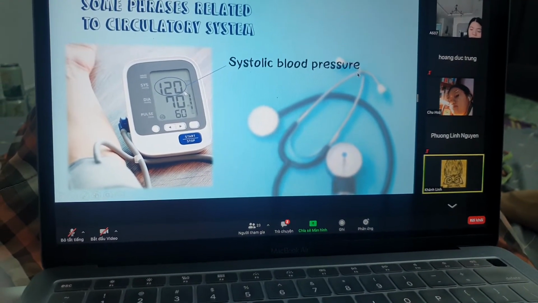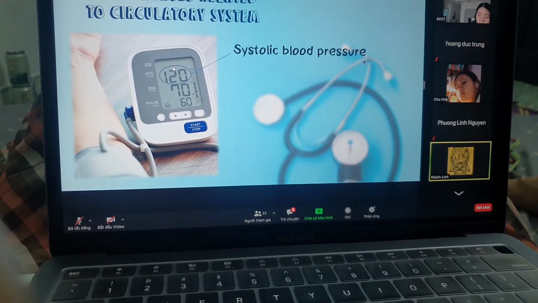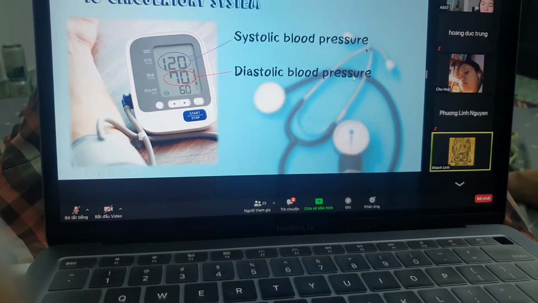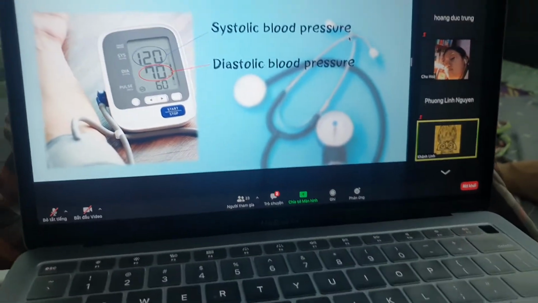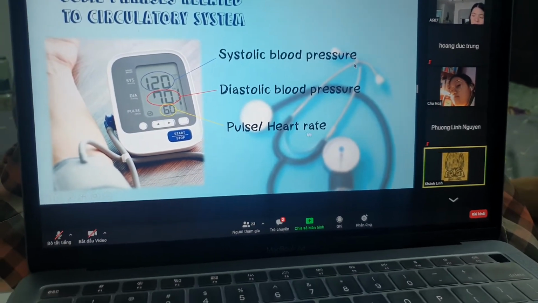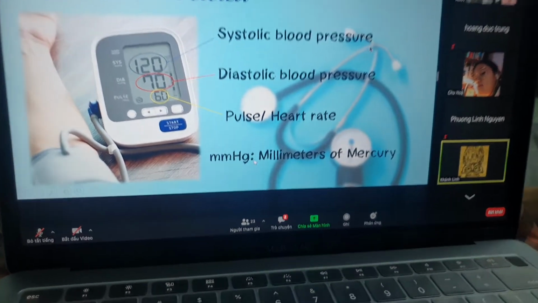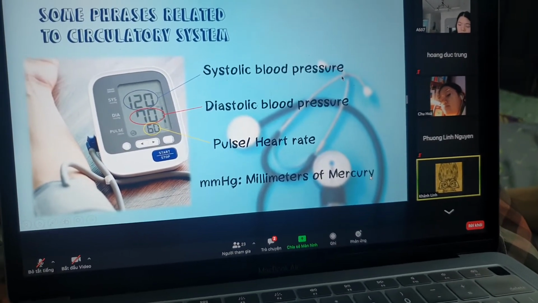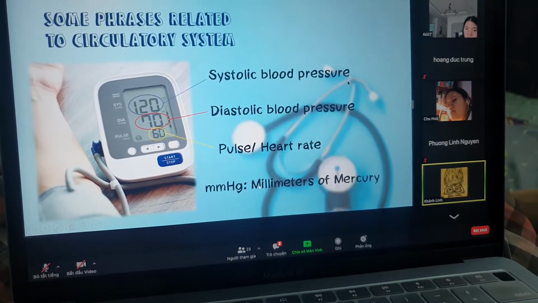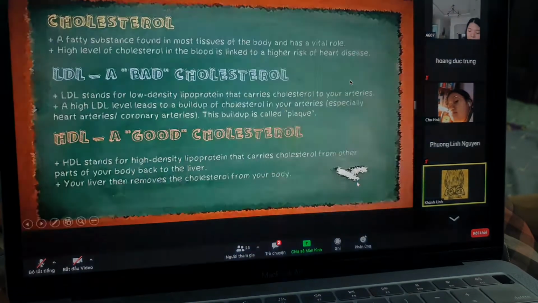There is systolic blood pressure. In Vietnamese, it's called huyết áp tâm thu, and this is diastolic blood pressure. In Vietnamese, it's called huyết áp tâm trương. And the 60 here is pulse or heart rate. Yeah, we use millimeters of mercury. We don't say mmHg. Yeah, we have to say millimeters of mercury.